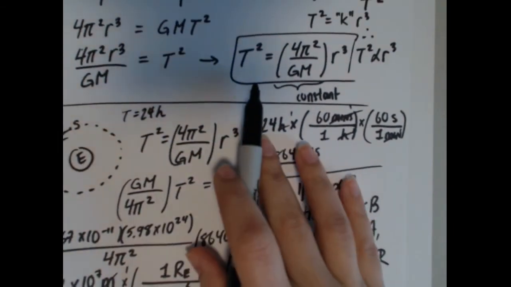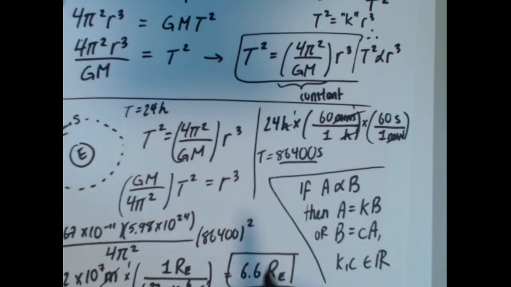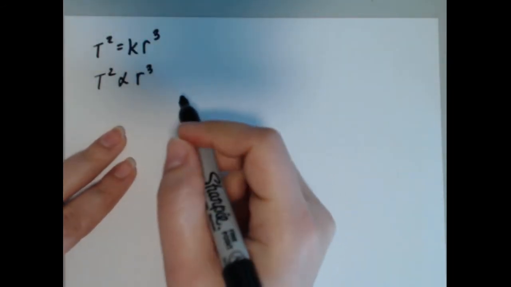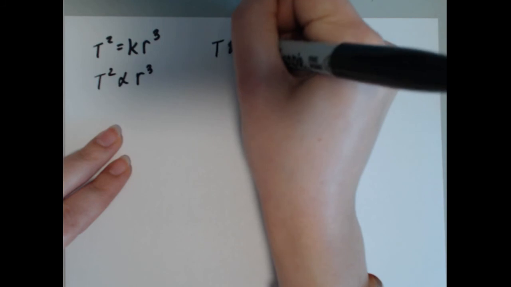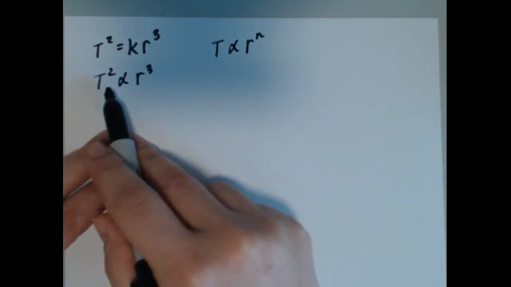So going back to our page here. From our earlier look, we've got this formula, T squared is equal to 4 pi squared over GM times r cubed. Again, it's just a constant. So I know that T squared is equal to some constant times r cubed. So T squared is proportional to r cubed. We want to know that T is proportional to r to the n. So that means I need T to the power 1. Right now, T is to the power 2.